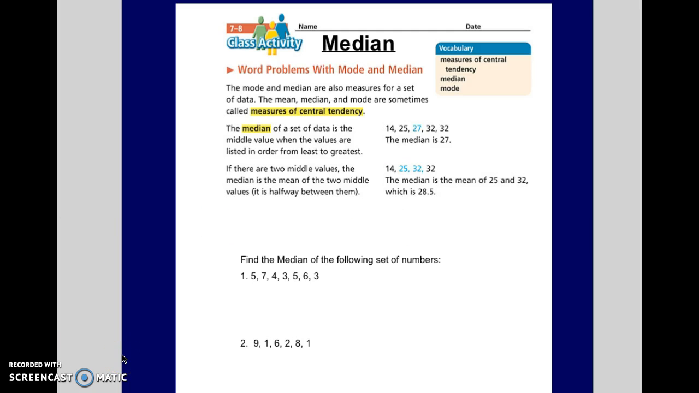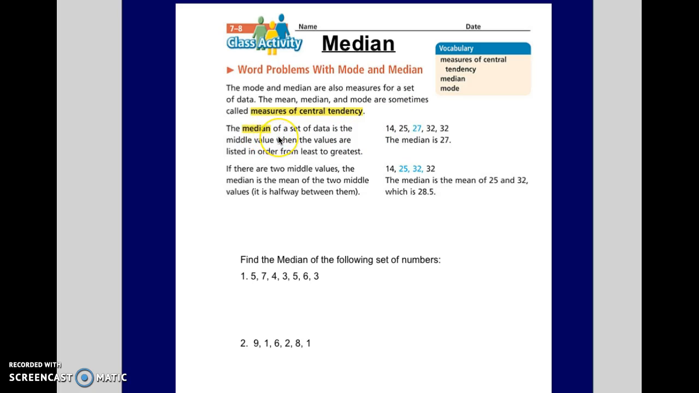All right, on this slide, we're going to talk about the measures of central tendency and median. It says the mode and median are also measures of a set of data. The mean, median, and mode are sometimes called the measures of central tendency. Basically, they're measuring the numbers that are in the middle, or the ones that appear the most.